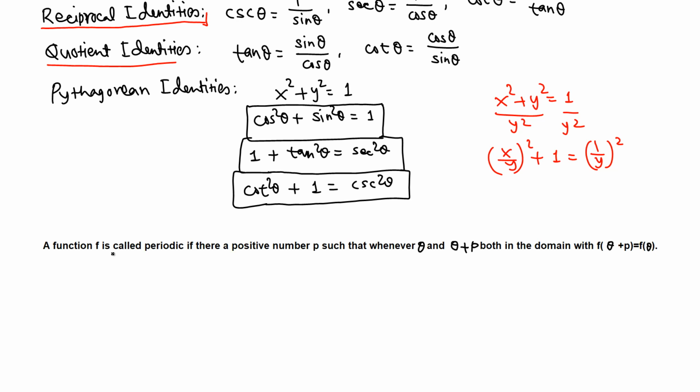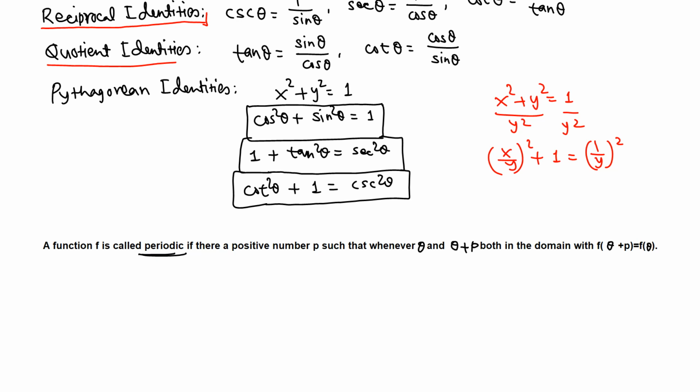A function f is called periodic if there is a positive number p such that whenever angle theta and theta plus p both are in the domain, the following is true: f of theta plus p equals f of theta. Okay, and if p is the smallest such number, then we call it the fundamental period of f.